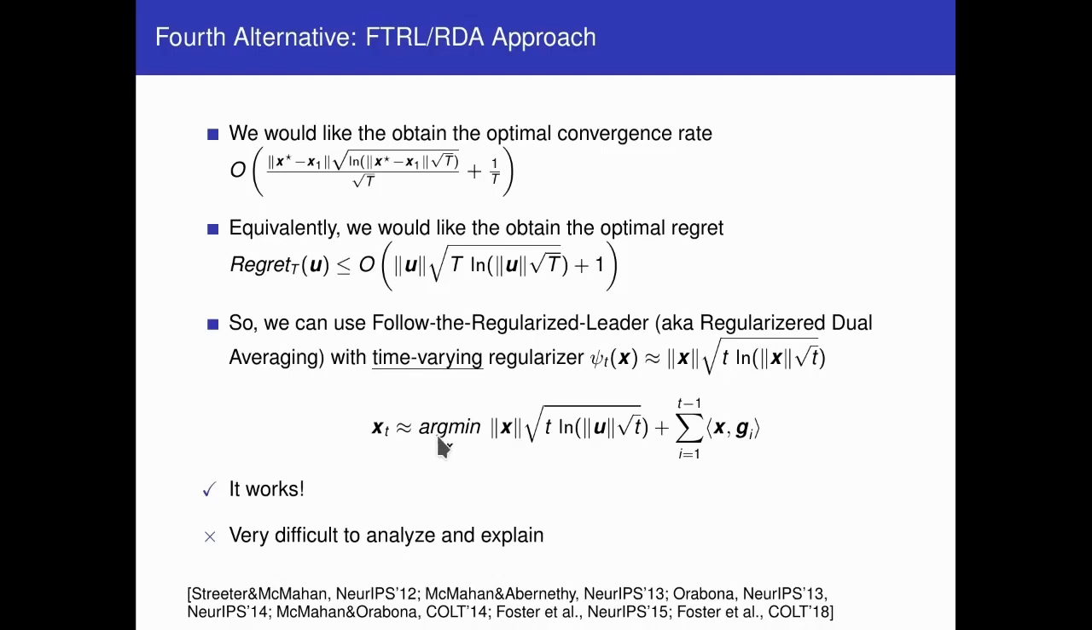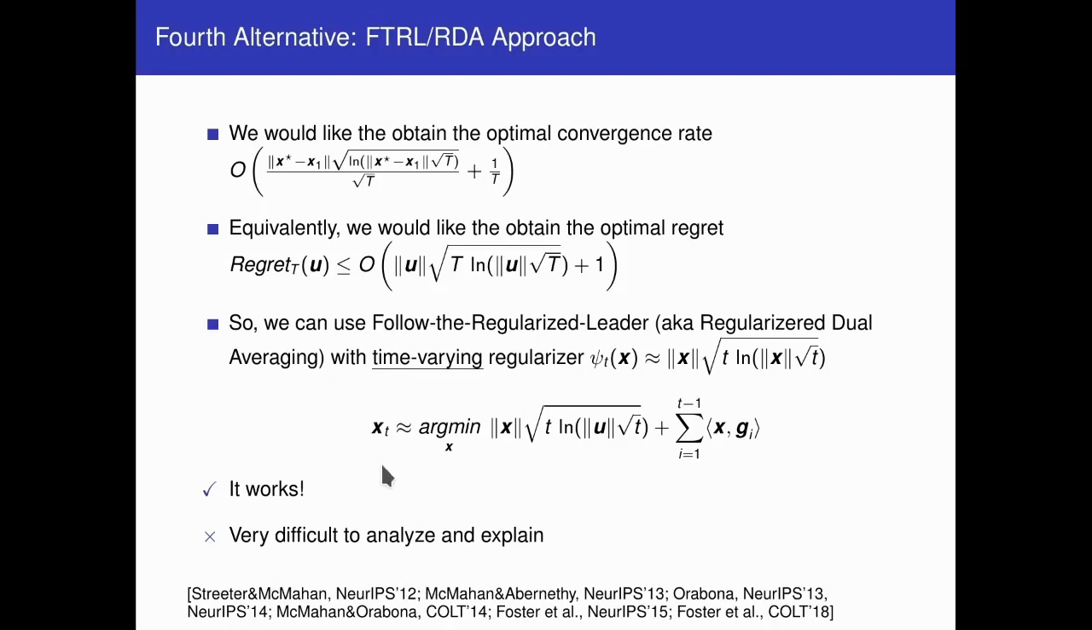Now, I want to stress that I write the update as an argmin because this is the standard way to write follow the regularized leader updates. But this has a closed formula, so you don't actually have to solve an optimization problem in each step. This is as expensive as doing one iteration of stochastic gradient descent. And by the way, follow the regularized leader is exactly the same as regularized dual averaging. It's just different names for different communities, depending on whether it is online learning or optimization.